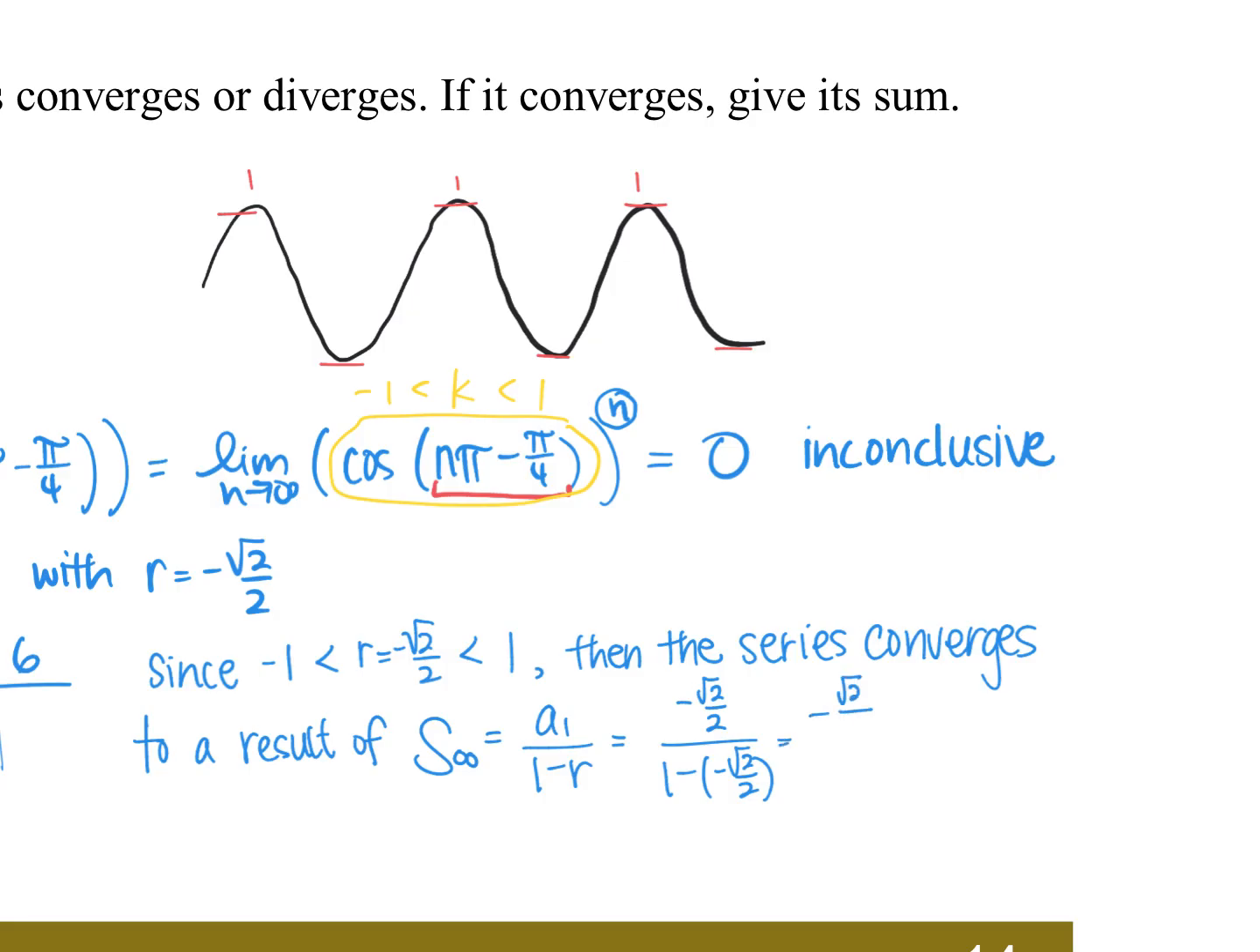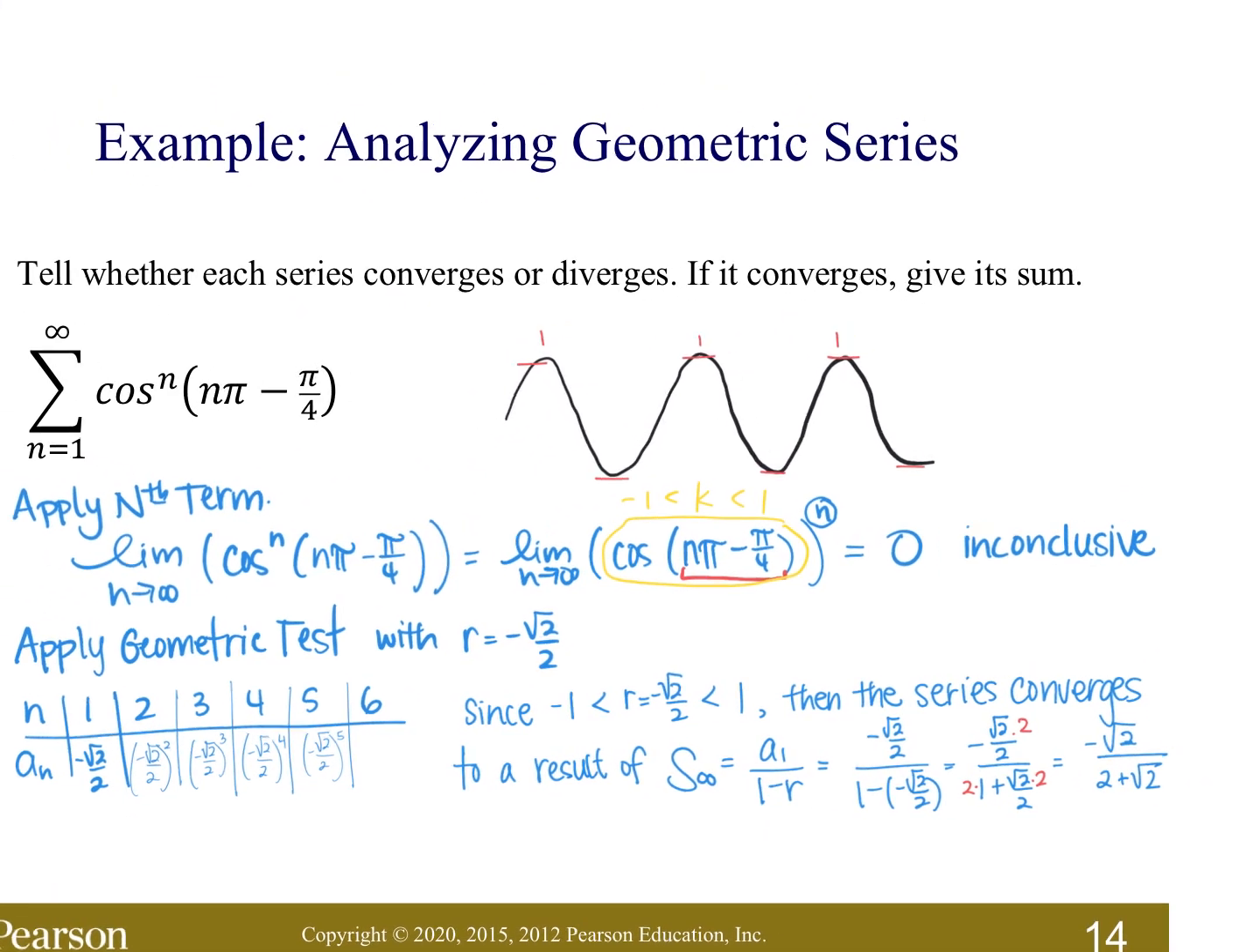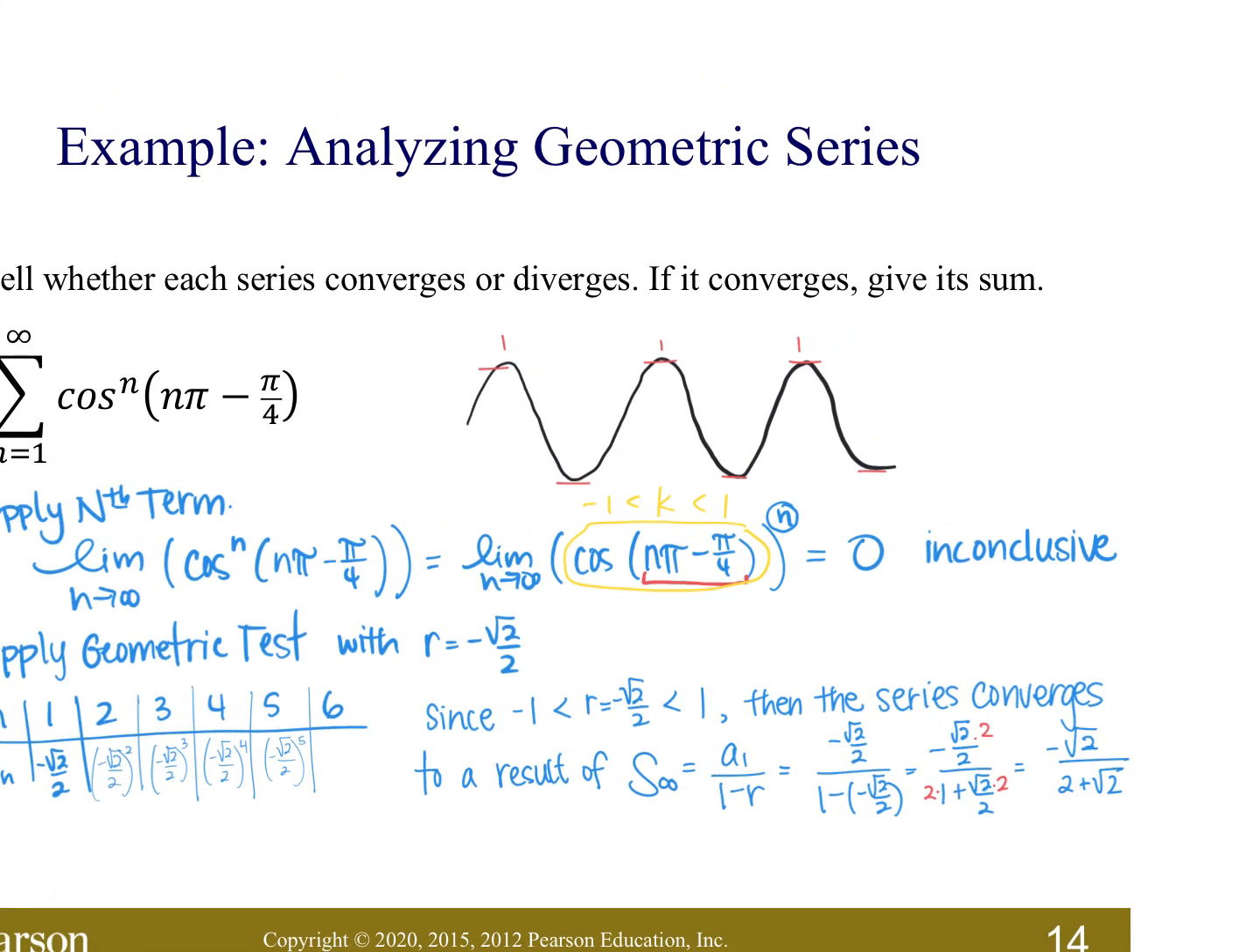So we're looking at negative rad 2 over 2 over 1 plus rad 2 over 2. And we can clean that up by multiplying everything by the constant 2, just so we don't have an awkward fraction. So that will give me negative 2 as the numerator and 2 plus rad 2 as my denominator. So this series generated by the cosine to the n, or the nth value of cosine, is going to, yes, converge, and it's going to converge to a specific number, and the number is the irrational negative rad 2 over 2 plus rad 2.